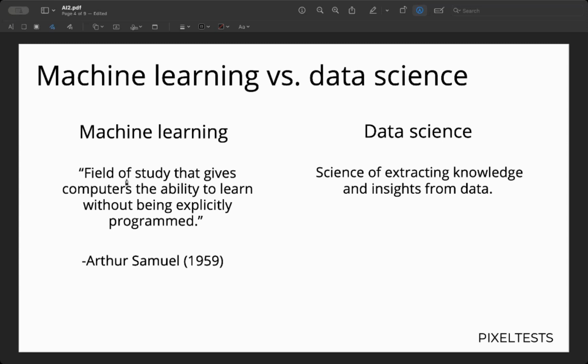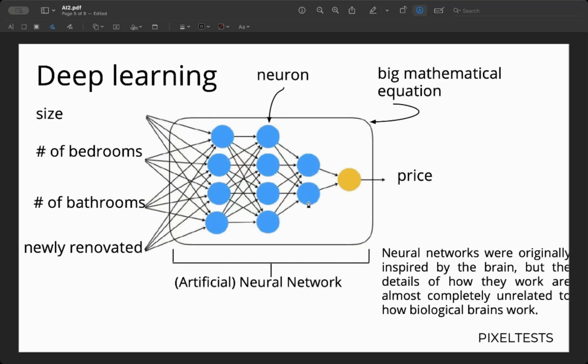What happens in this field is we are giving computers the ability to learn, which is the most important keyword here, right? So we are giving computers the ability to learn without being programmed, right? So this is the primary difference between machine learning and data science, in terms of definition. Now let's go ahead and see what is the other terminology which is also very popular, which is deep learning, right?